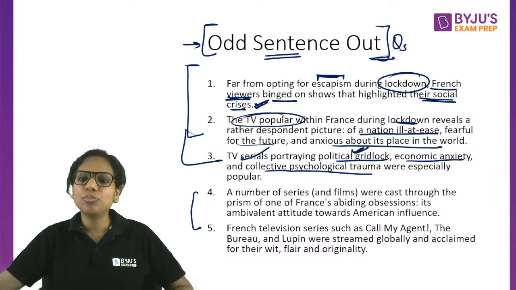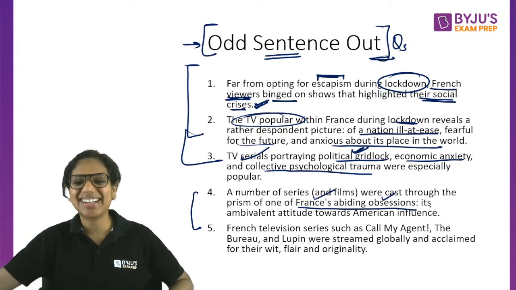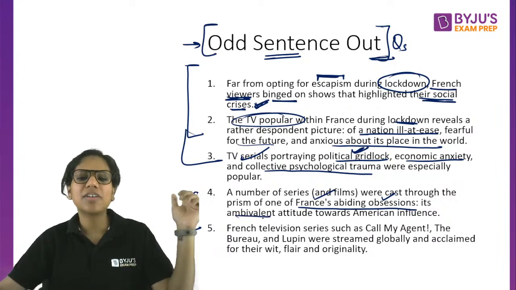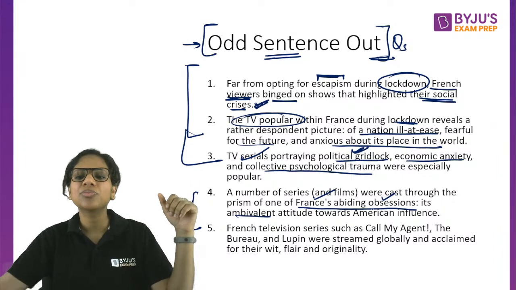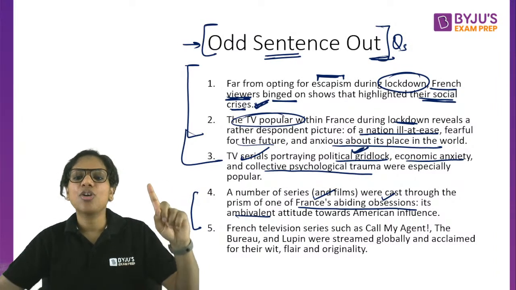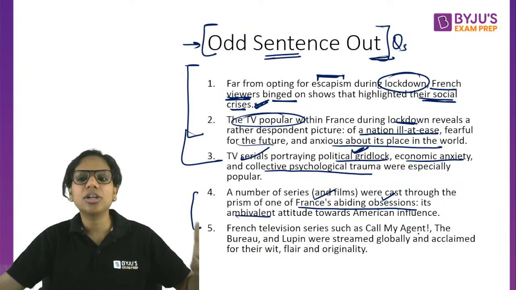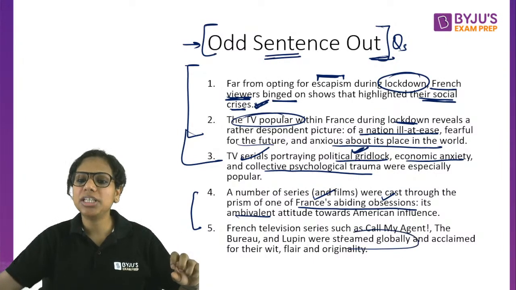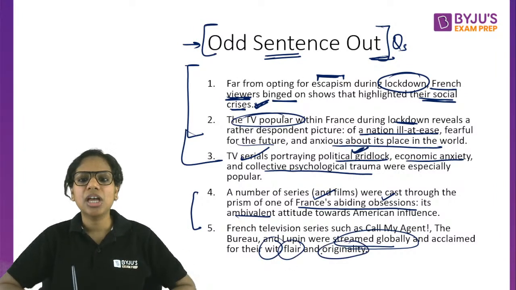Now, a number of series and films were cast through the prism of one of France's abiding obsessions. France has an obsession. What is that? It's an ambivalent attitude towards American influence. It's not very sure. It has very mixed feelings about American influence. Okay. 5 says French television series such as Call My Agent, The Bureau, and Lupin were streamed globally and acclaimed for their wit, flair, and originality.